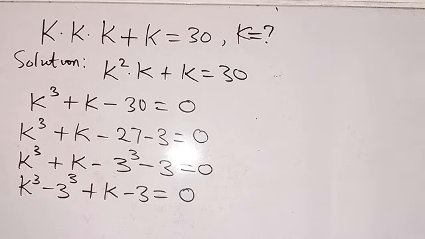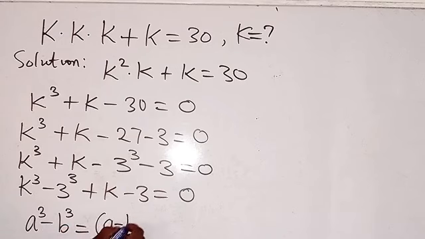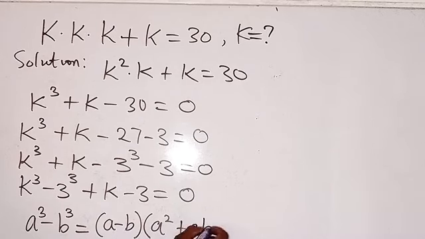We call it the difference of two cubes. When you have a to the power of 3 minus b to the power of 3, this will give us a minus b, into bracket, a squared, plus a times b, which is multiplying this and this together, then plus b squared. So this is what the difference of two cubes will give you.